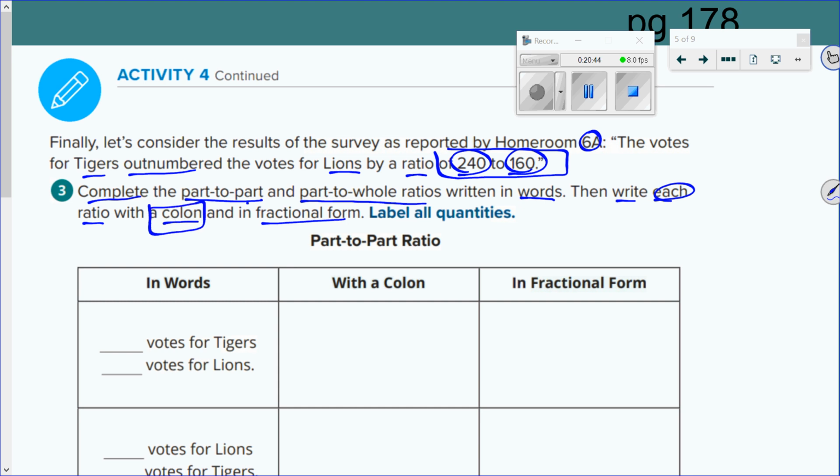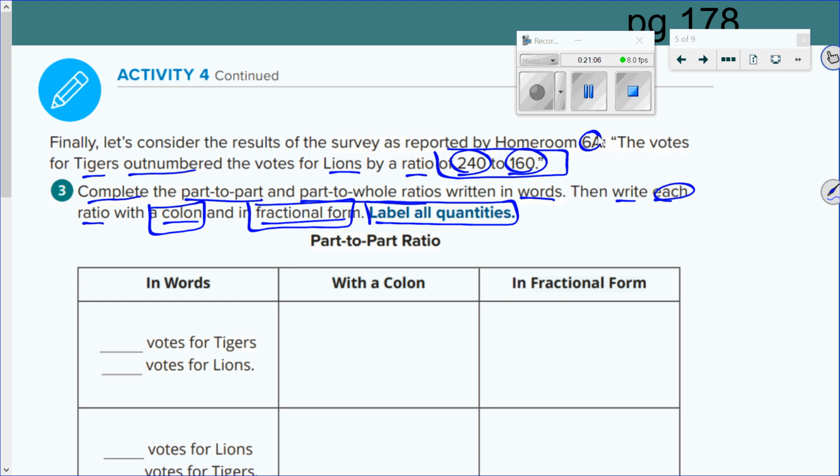So we have two parts. And we must label all quantities. Guys, ratios don't mean anything if I don't know what I'm comparing. So it's basically the same thing, but now we're using different numbers. I'm going to give you a big hint. Don't go back to the other page for totals. Use the numbers that they have given you here.